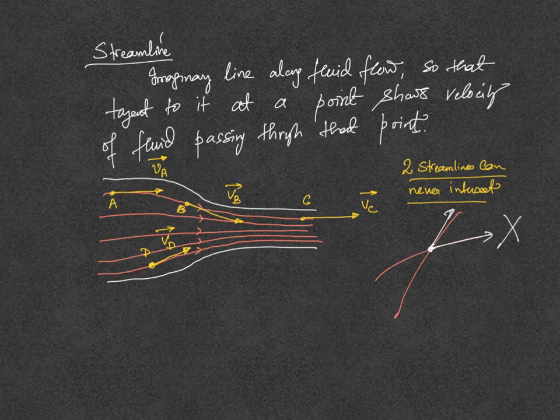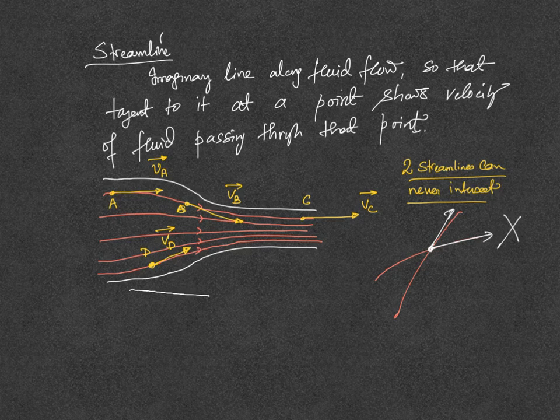And also, the more closely packed the streamlines are, the more is the velocity in that region. That you can see in that diagram, right? See here the streamlines are more closely packed towards the right side, and they are not so closely packed on the left side. So the velocity of the liquid is more on the right side, where the streamlines are more closely packed together.